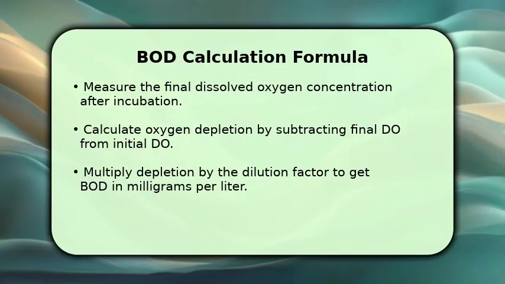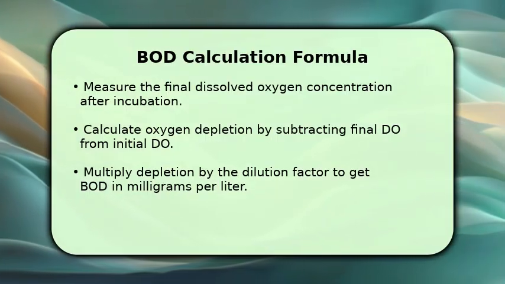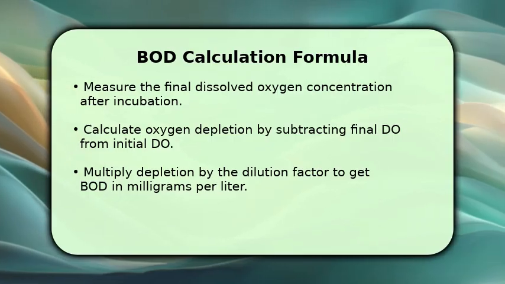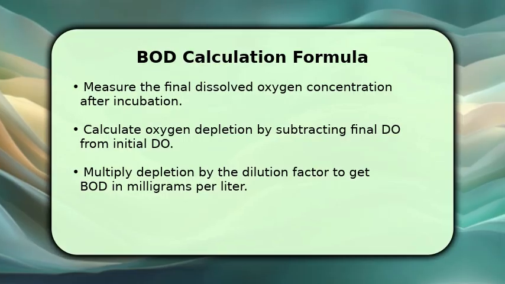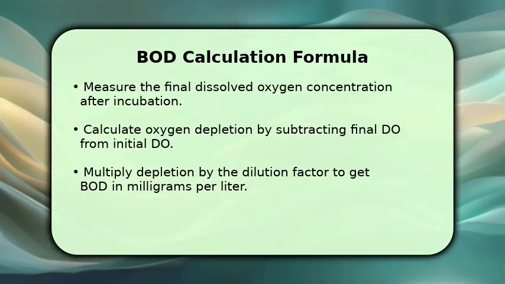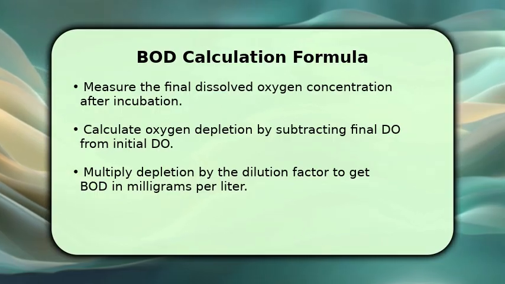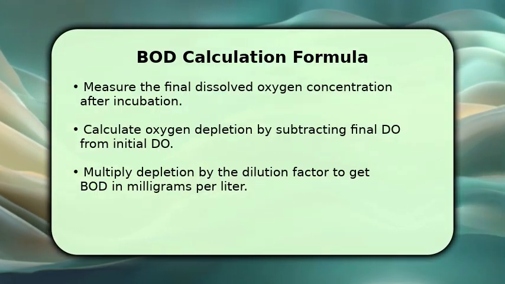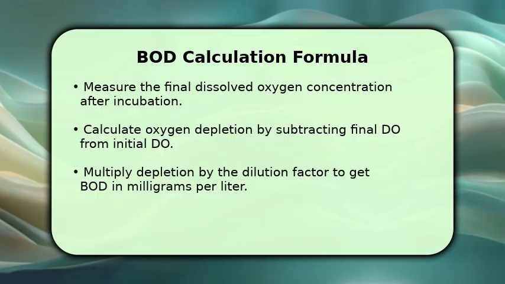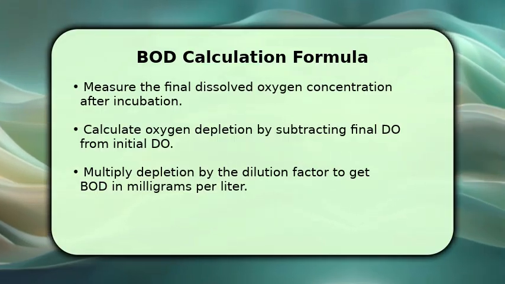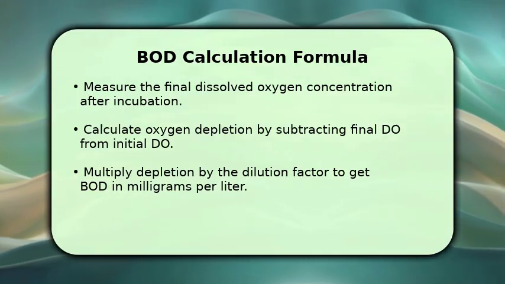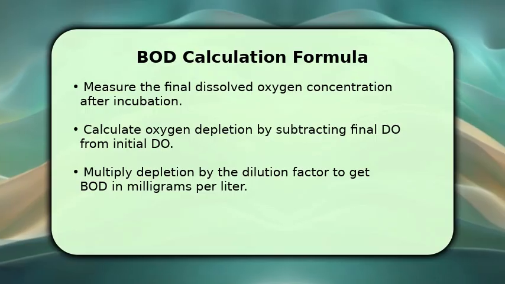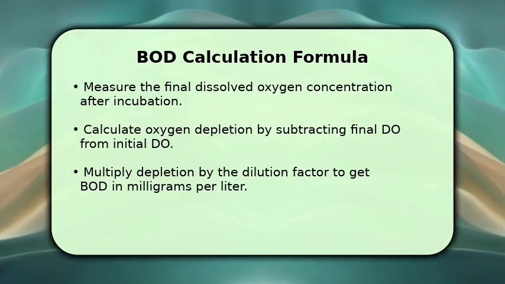After the 5-day incubation, the next step is to measure the final dissolved oxygen concentration in each sample and the blank. The core of the calculation involves determining the oxygen depletion, which is the difference between the initial and final DO readings. For diluted samples, you then multiply this depletion by the dilution factor. This final value, expressed in milligrams per liter, represents the biochemical oxygen demand of your water sample.